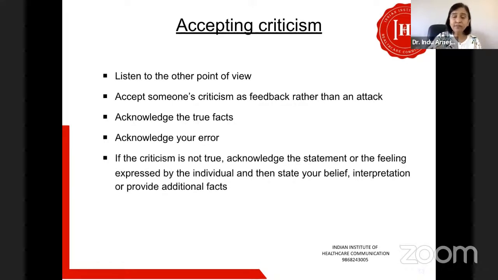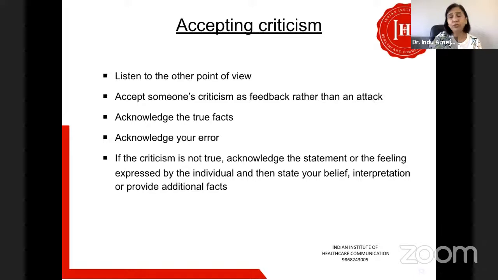If the criticism is not true, acknowledge the statement or the feedback expressed by the individual and then state your belief or interpretation or provide additional facts. I'll give you another example. For example, a patient attendant comes to you and says that nobody is looking after my father in the ICU. Every time I go to see my father, he's lying alone. There's no doctor, there's no nurse around the patient.